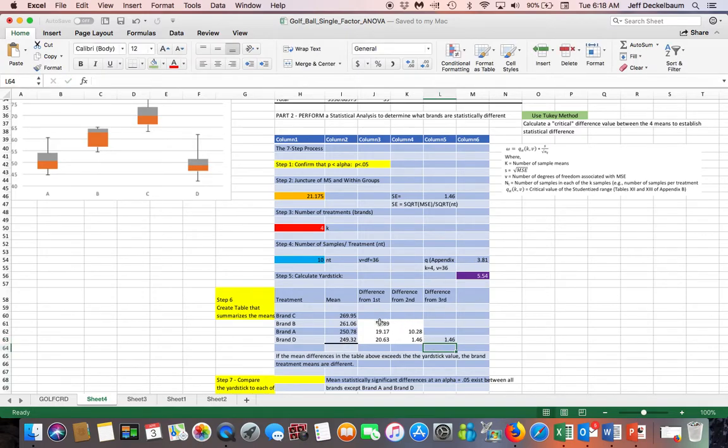So now we have all of our mean differences calculated. And I want to check this number right here. This should be the difference between brand B minus brand D.